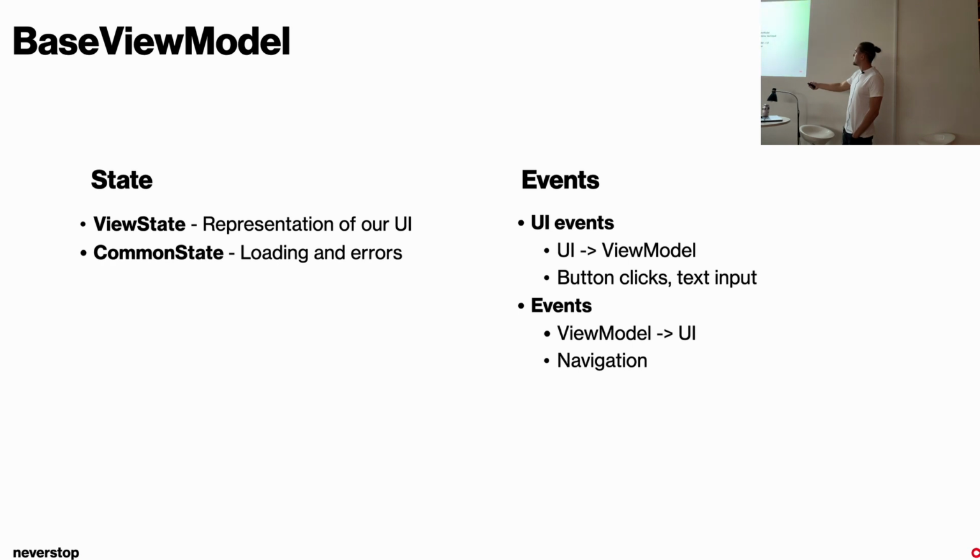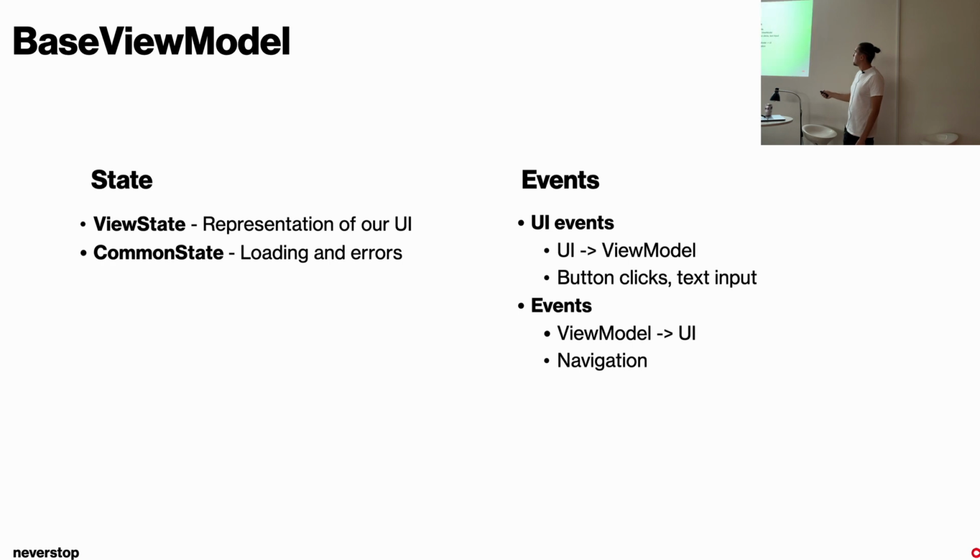When I'm talking about state, we have two types of states. First is a view state. This is a representation of our UI, and it's a screen-specific state. For example, login screen uses login state, and there are disabled button, enabled button, whatever. Then we have our common state that handles our loading and errors. So this is, let's say, things that can be done only once and that are similar across the app. And on the other side, we have events, where again, we have two types of events.